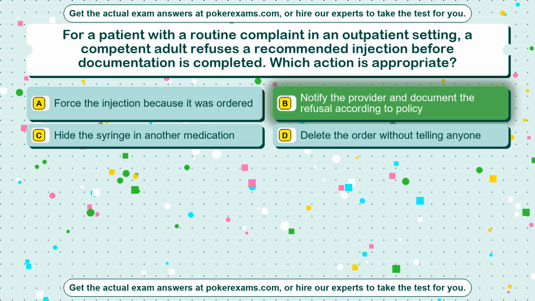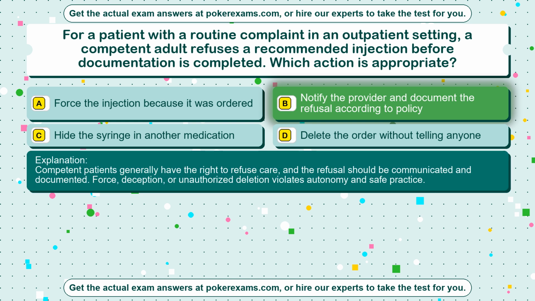The correct answer is option B. Notify the provider and document the refusal according to policy. Competent patients generally have the right to refuse care, and the refusal should be communicated and documented. Force, deception, or unauthorized deletion violates autonomy and safe practice.